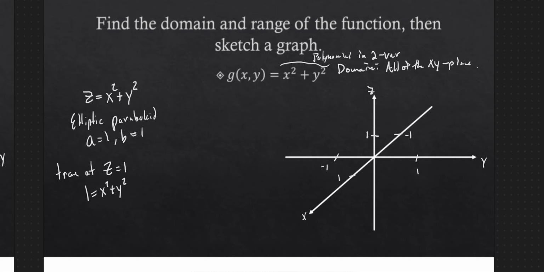And so I should now be able to draw a circle of radius 1 at z equals 1. There it is. I have my point at the origin, right? 0, 0, 0 is a point on this thing. And I know I have parabolas in the other directions. This one's coming towards me, on the other side. And so here's my elliptic paraboloid.